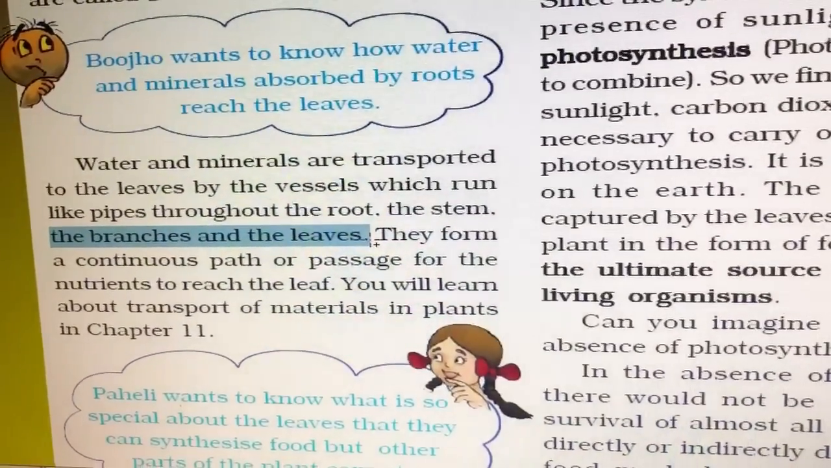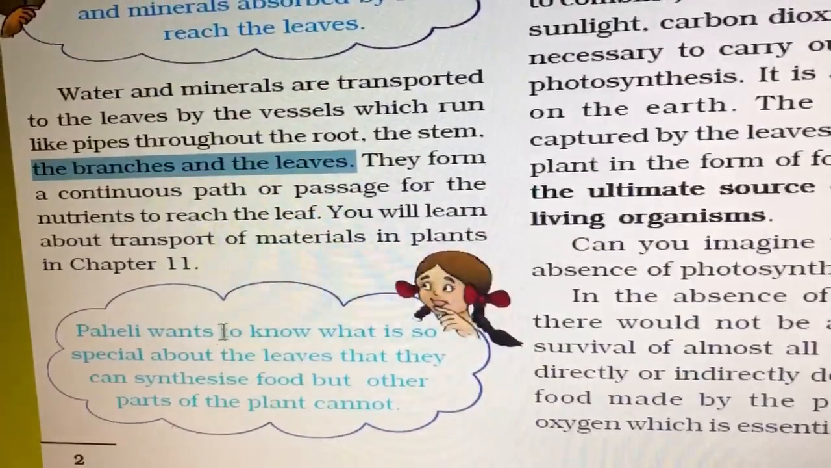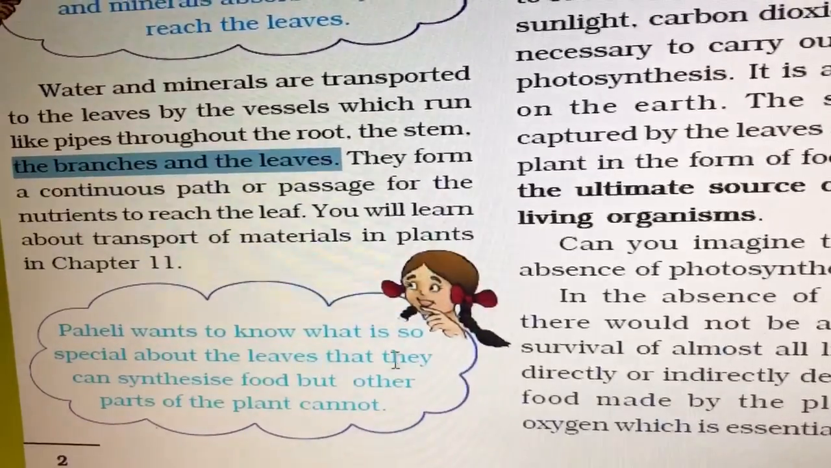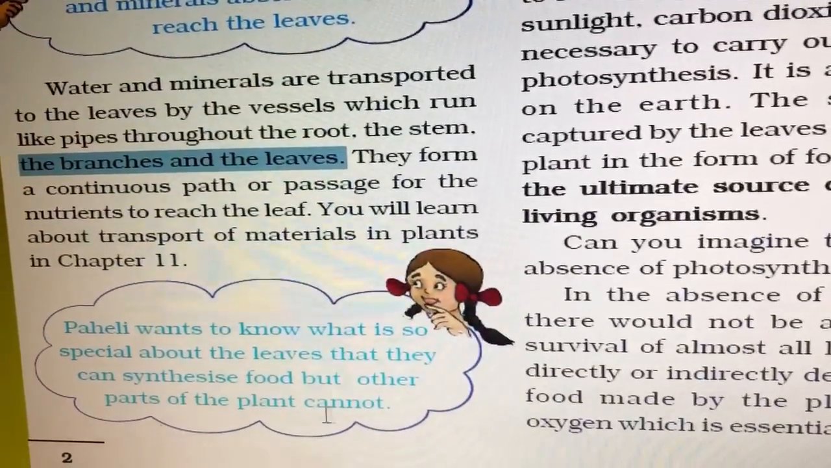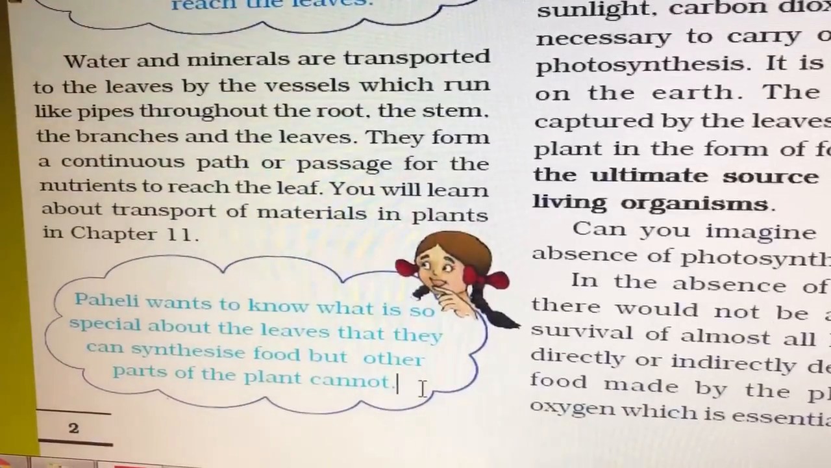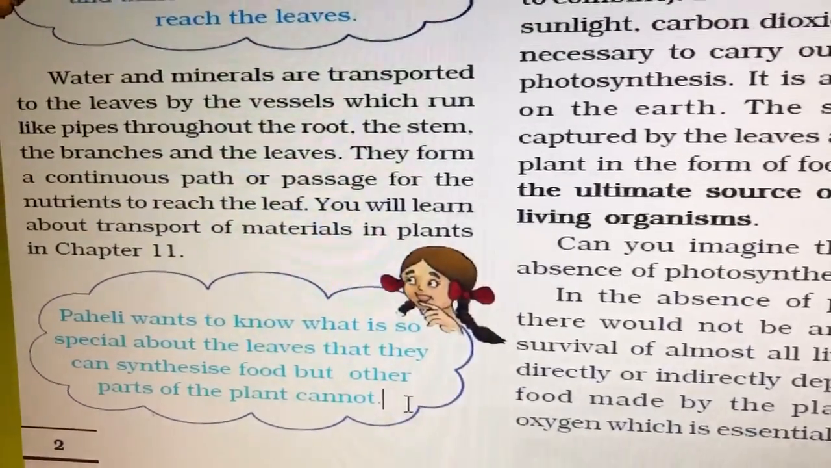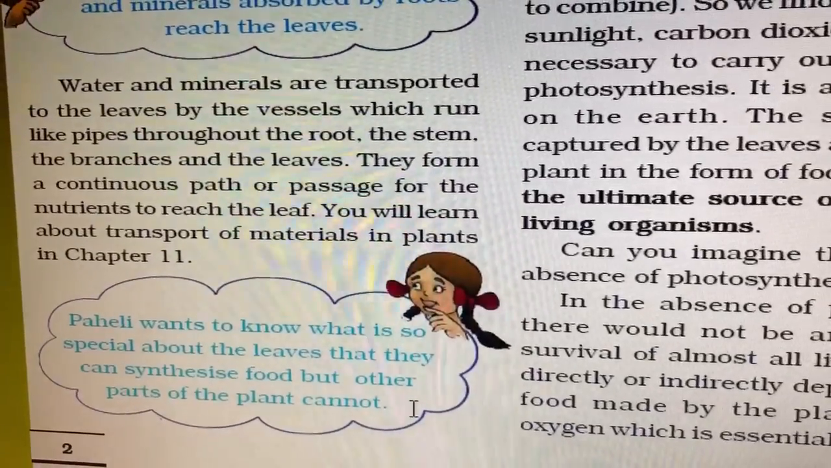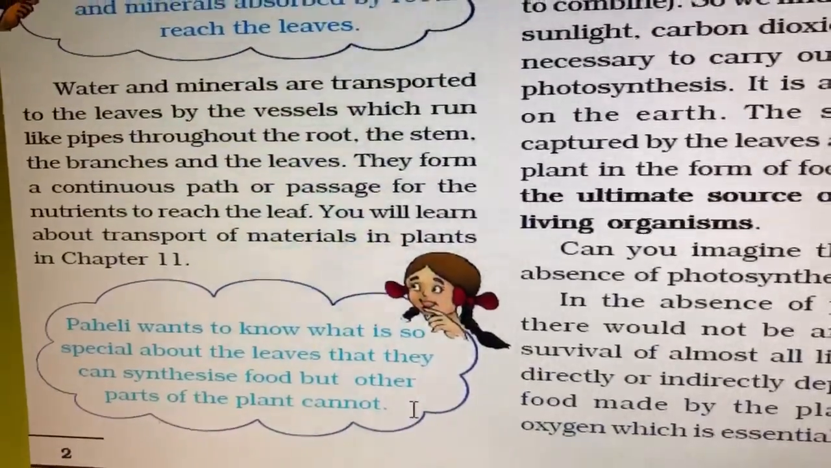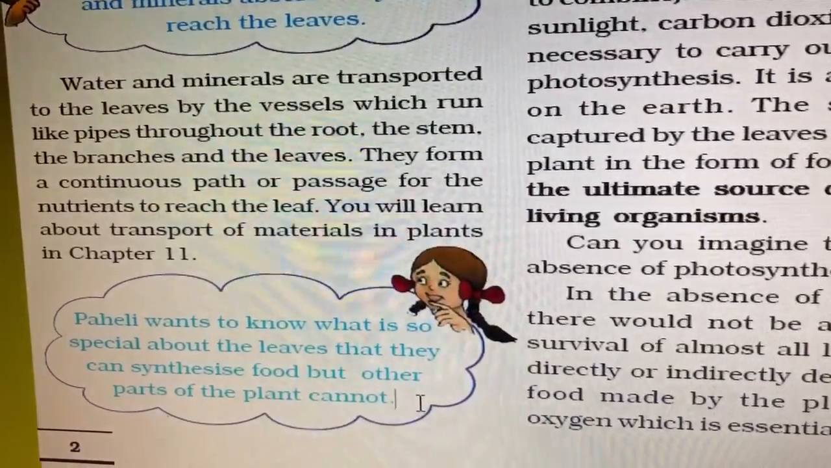Let's look at what's next. Paheli wants to know what is so special about leaves that they can synthesize food but other parts of the plant cannot. This is a very obvious question that we all would have: why only leaves can synthesize food and not other parts of the plants. To find an answer to it, we are going to read the next part.